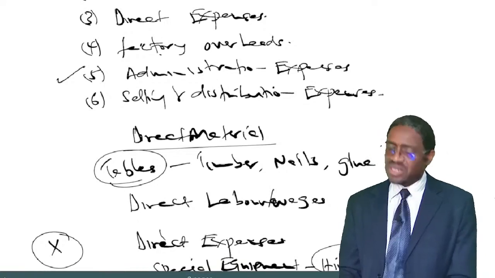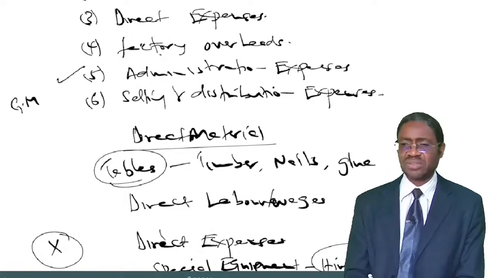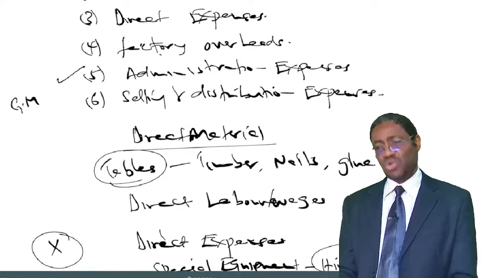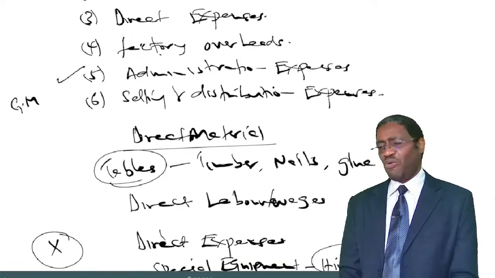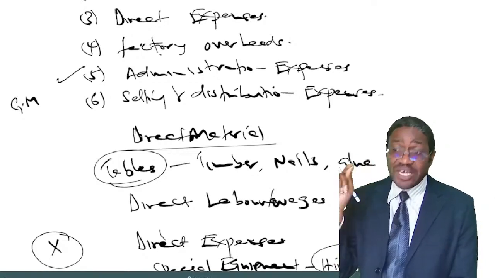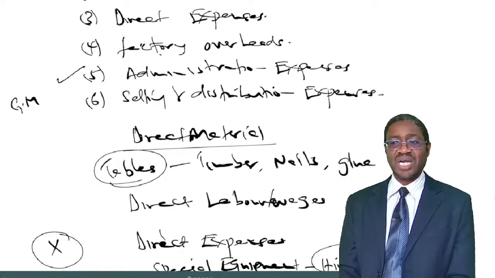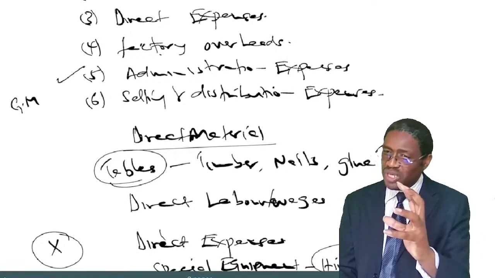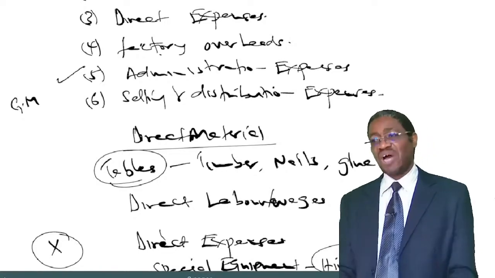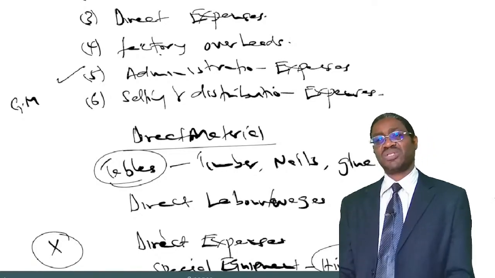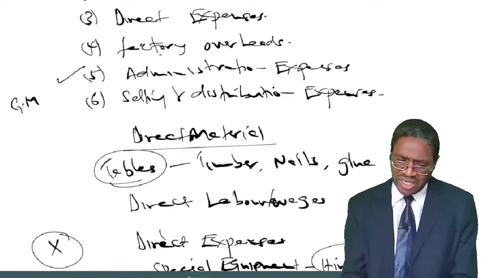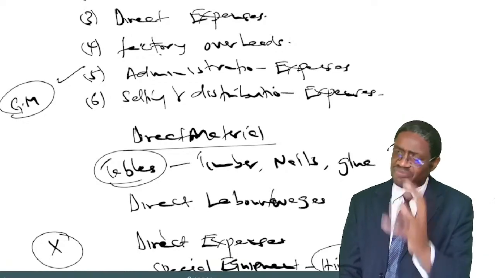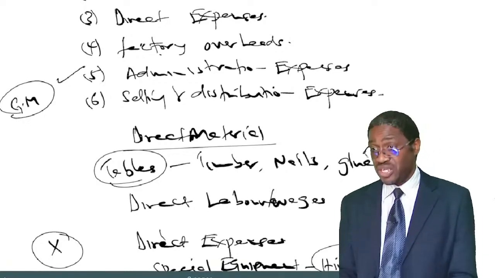For example, the salary you pay to the general manager, that general manager is only there for administration purposes, not for manufacturing. Of course, the salary you pay to the production manager, that falls under factory overhead. The salaries you pay to the factory workers, those are factory overheads. We shall talk about that in a short while. But I'm giving an example. The salary you pay to the general manager, that means it's classified as an administration expense.